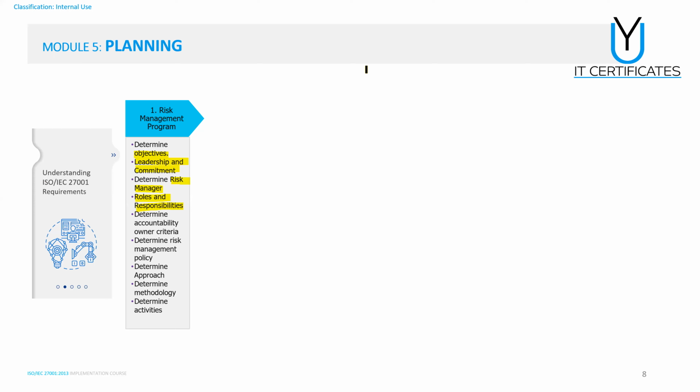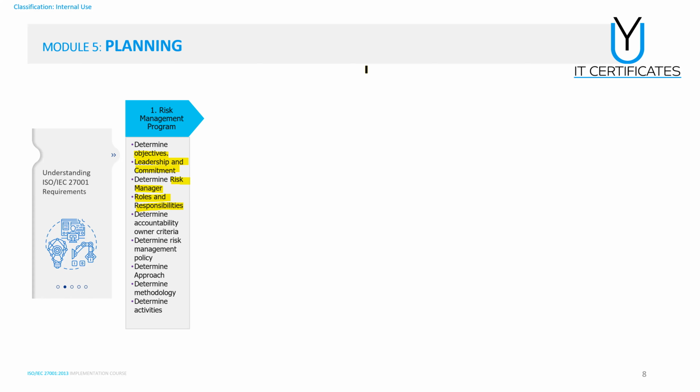Again, what is the responsibility of the financial department? The financial department is responsible to perform a cost-benefit analysis for the risk management and for security controls. What is the role of the top management? The top management has to provide the resources, has to develop the risk management policy and so on. These are the roles and responsibilities which we have to concentrate on.